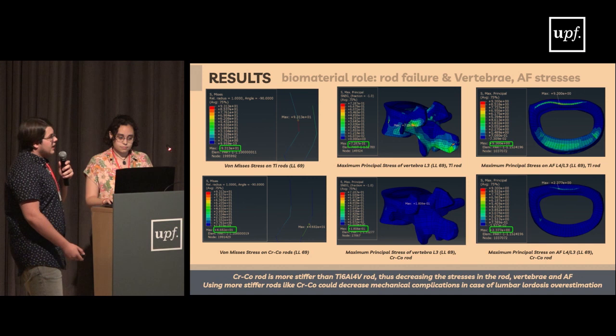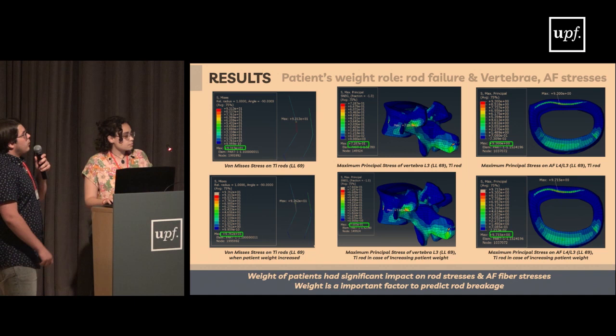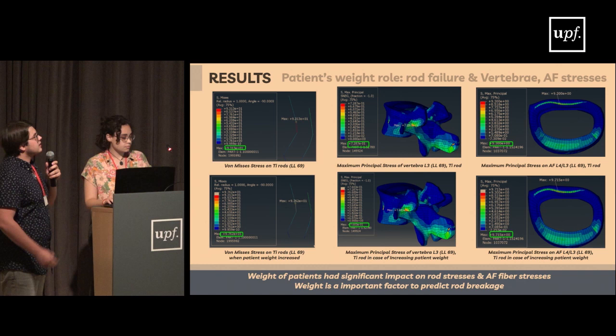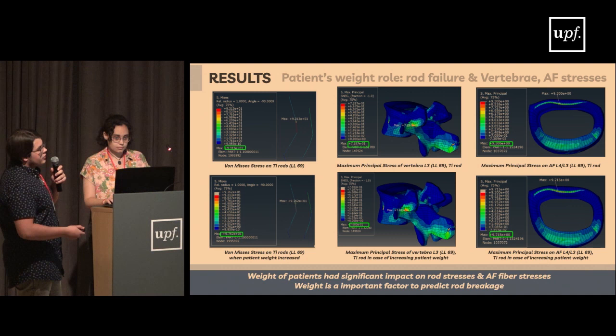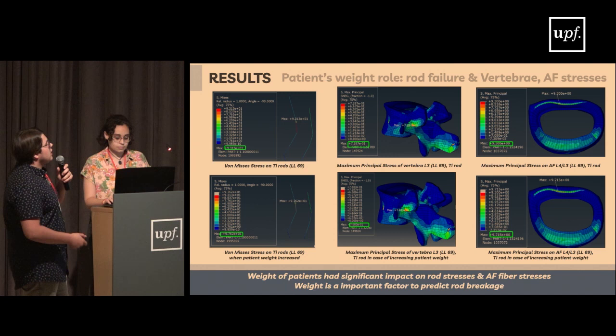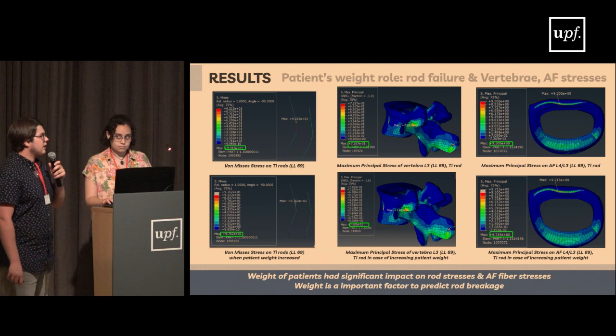And finally, we experimented on whether the weight had an impact on the surgery, and the result says that it does. Whenever the mass of the patient increases, the stresses on the rods and the annulus fibrosus increase as well. So we determined that the weight is a really important factor to assess and predict a rod breakage.